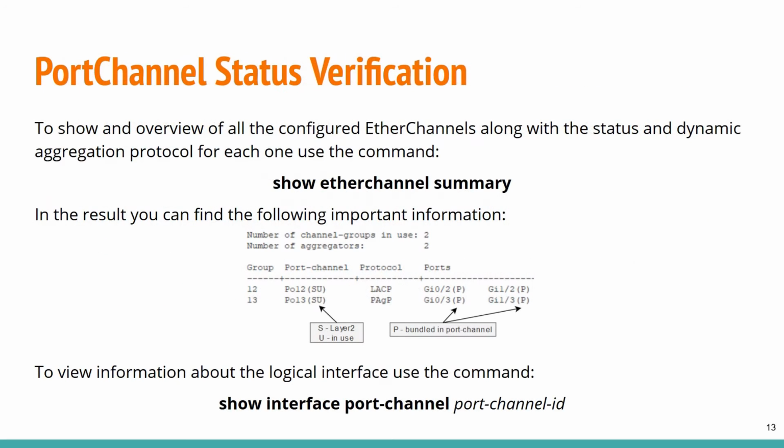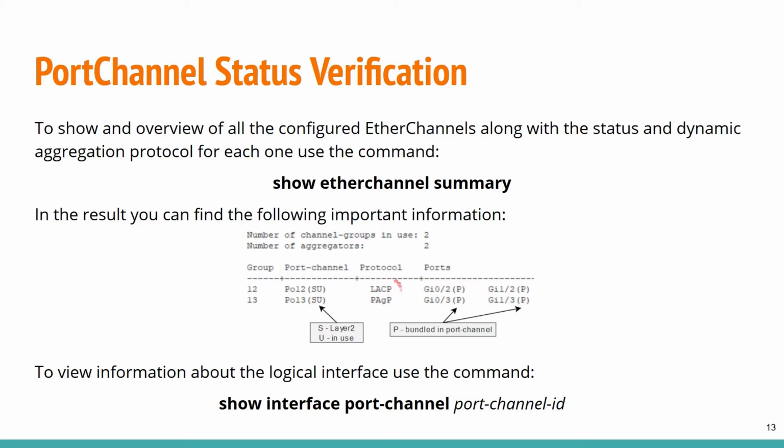To show an overview of all the configured EtherChannels along with the status and dynamic aggregation protocols for each one, use the command show etherchannel summary. In the result of this command, you can find the following important information: group, the group number of each EtherChannel or port channel, the name of the port channel, for example, port channel 13, with flags SU. S means layer 2 and U means in use.